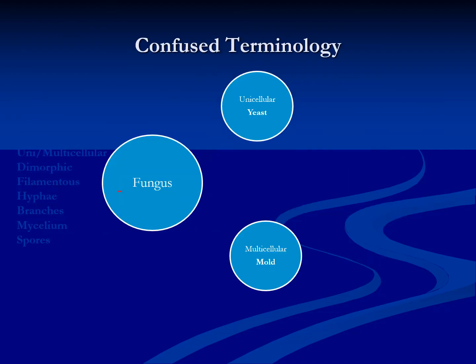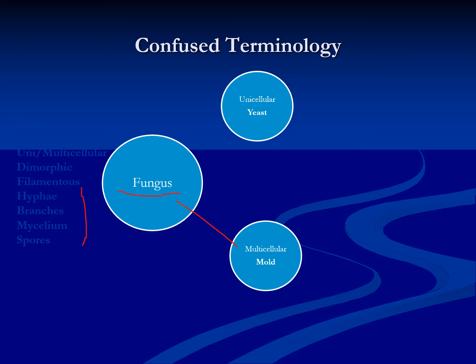Classification of the fungus is a bit confusing, and there are many terms used like yeast, mold, unicellular, multicellular, dimorphic, filamentous, hyphae, branches, mycelium, and spores. I've tried to make it relatively simple for you. Fungi which are unicellular are called yeast, and fungi which are multicellular are called molds.